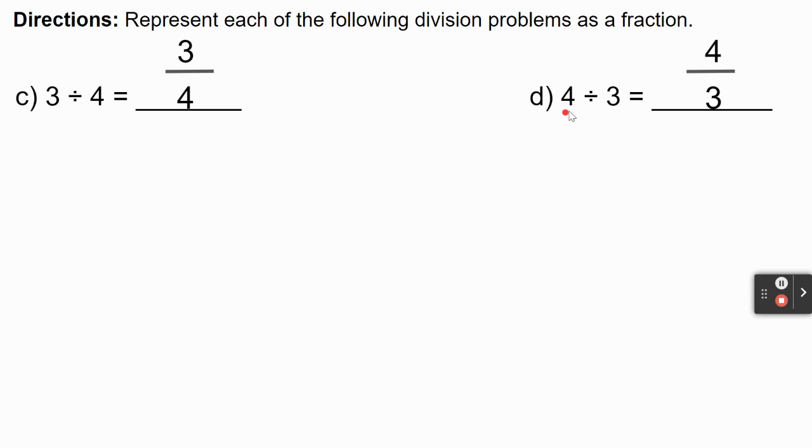Since 4 is our dividend, it's going to become our numerator, and the 3 is going to become our denominator. This fraction bar in the middle is like our division sign. 4 divided by 3.